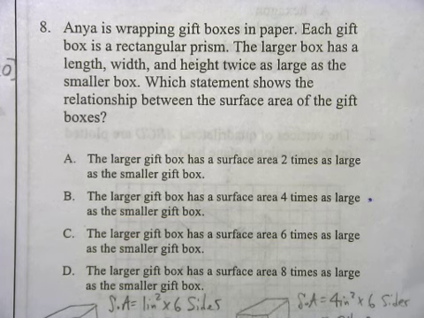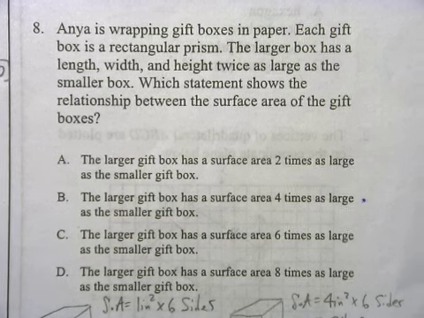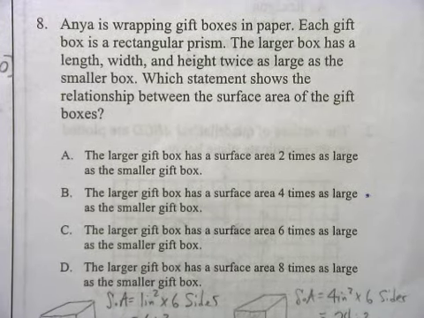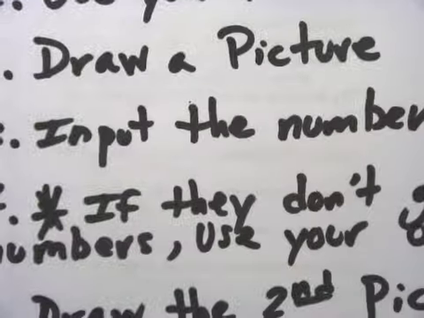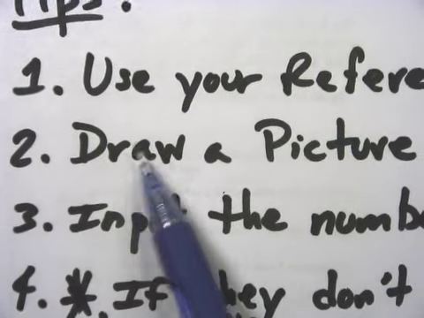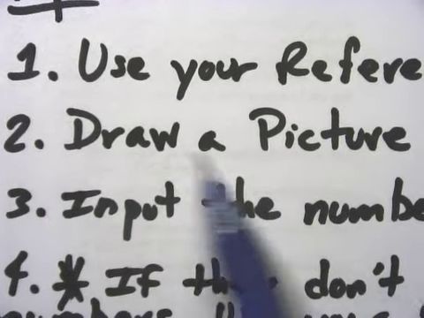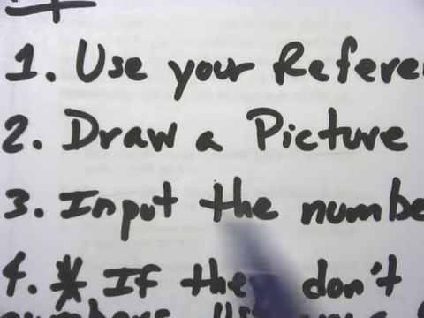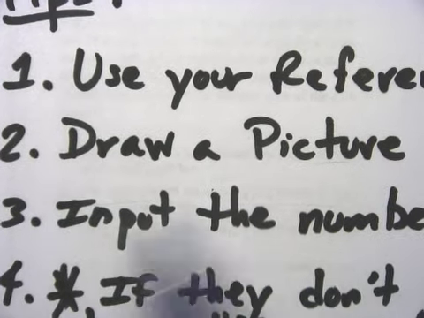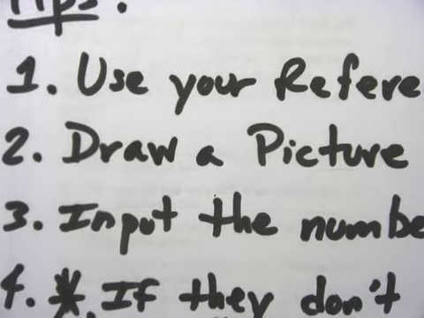So if you look here, notice that for question number 8, they did not show us any pictures at all. They did not give us any pictures, which means that we're going to have to resort to our rules, right? Rule number 2, draw a picture. And rule number 3, input the numbers. So the first thing I'm going to do is draw a picture and input the numbers.